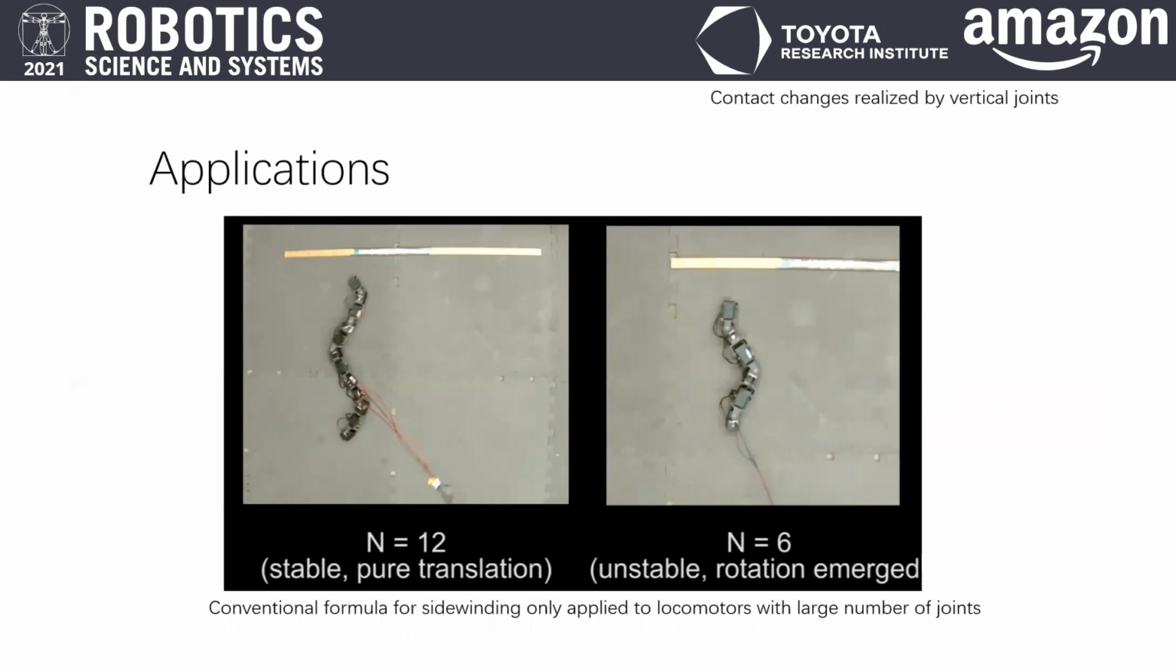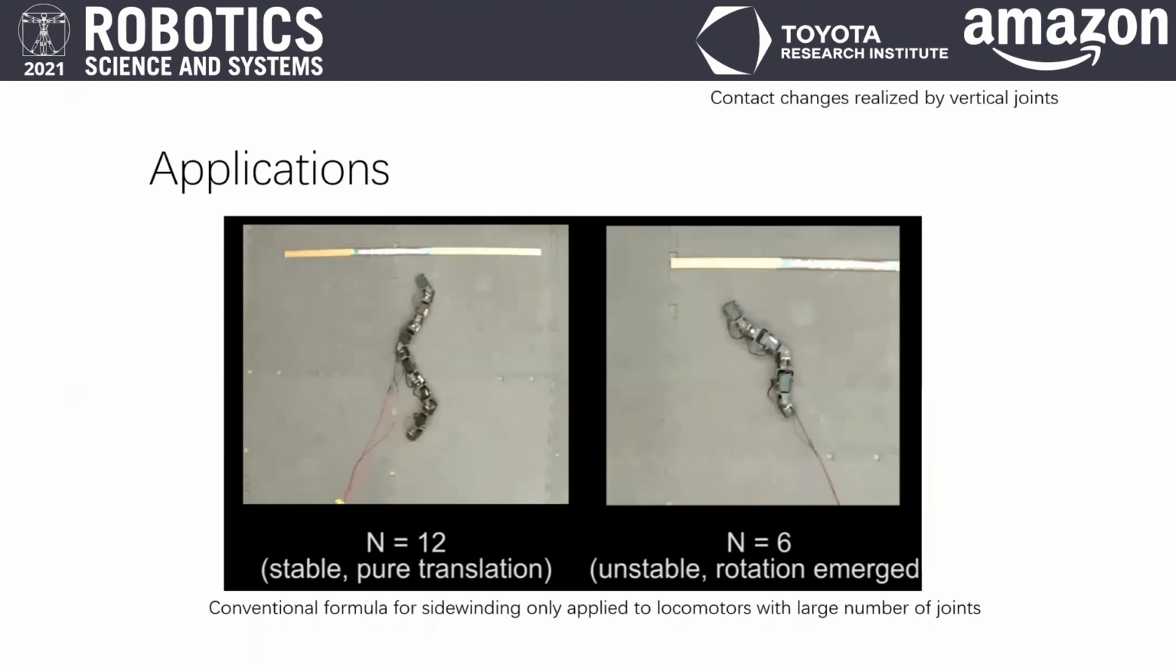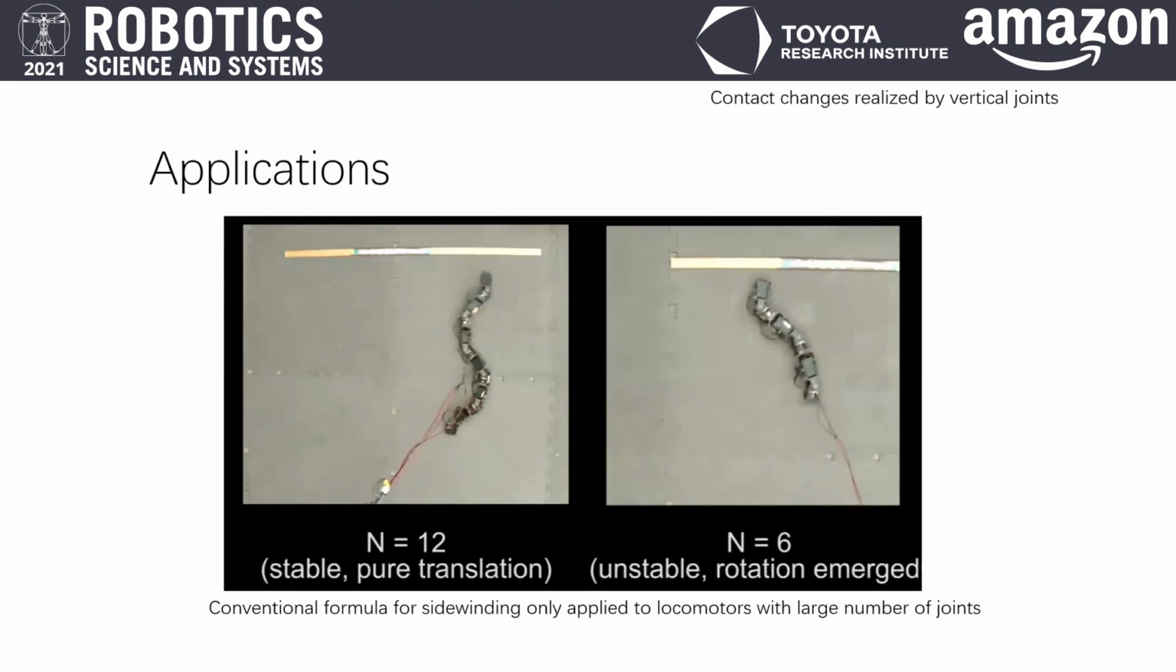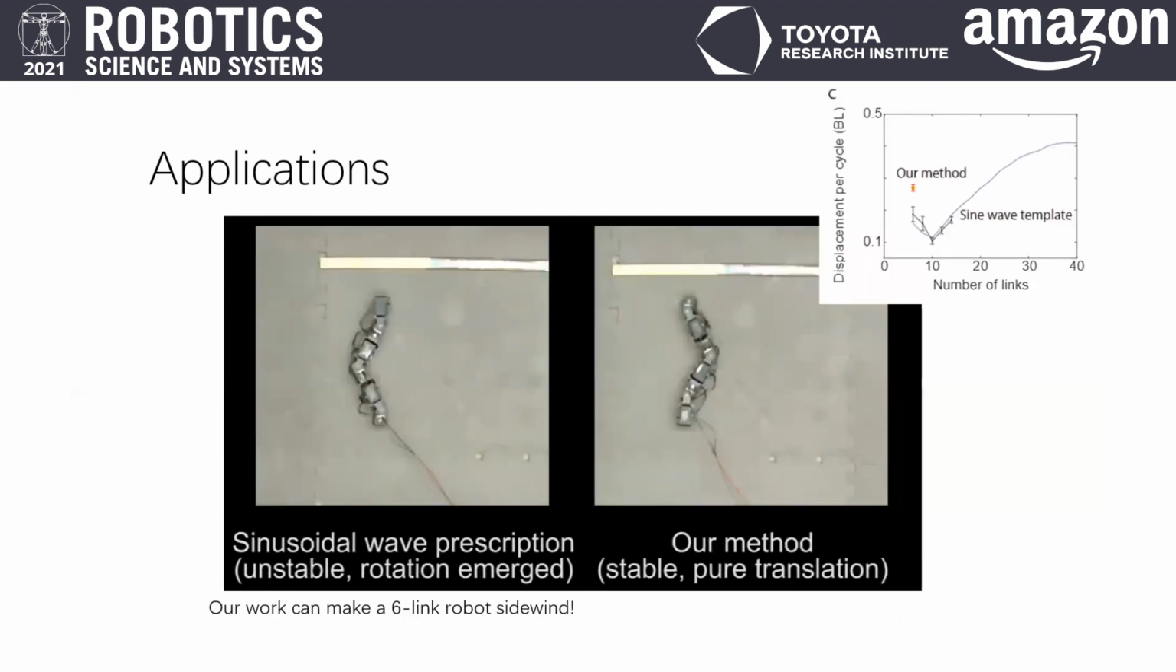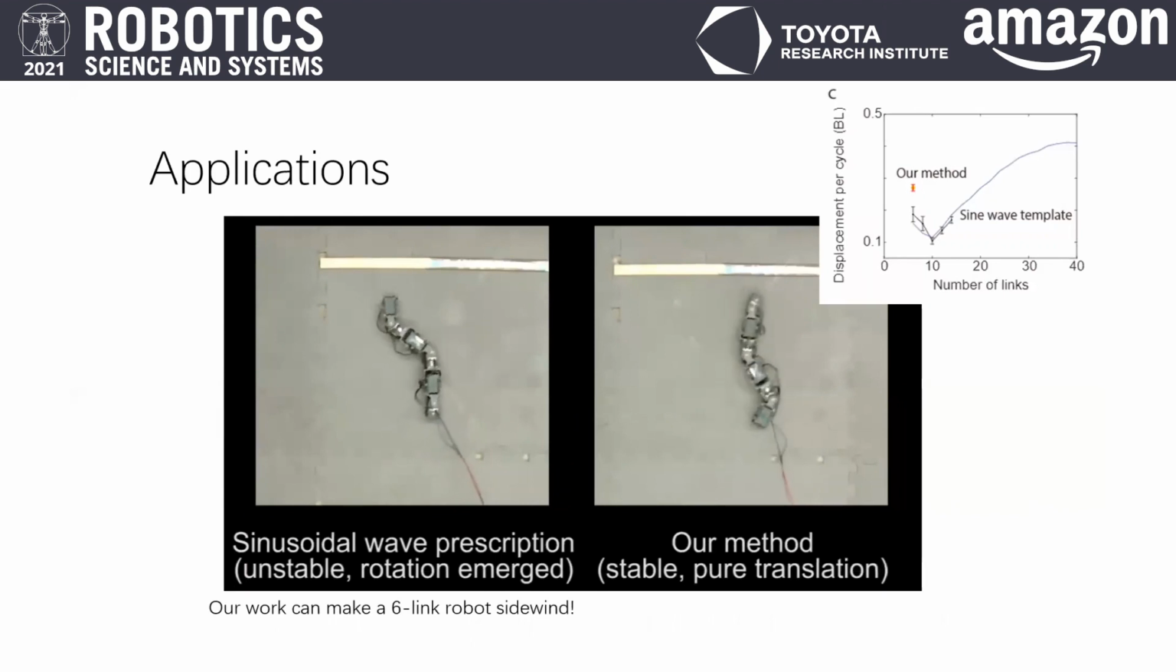The conventional sidewinding formula works fine when we have a sufficient number of modules. But in the case where we don't have enough modules, the sidewinding formula can produce unstable behavior and rotation emerges. Using our method, we generalize the application of sidewinding to robots with a reduced number of joints. As shown in the result in the top right corner, the locomotion performance of the 6-link robot can be as good as those with 12 links.